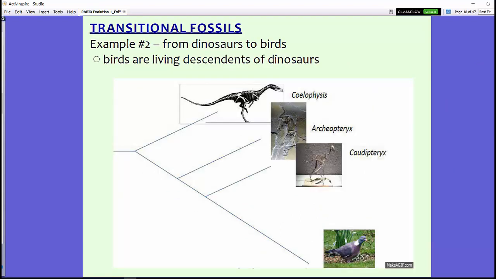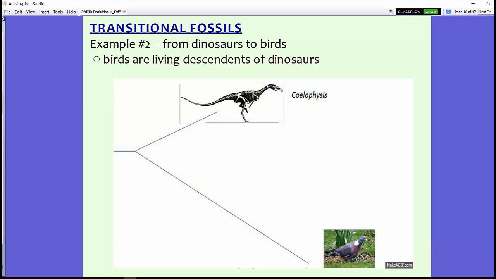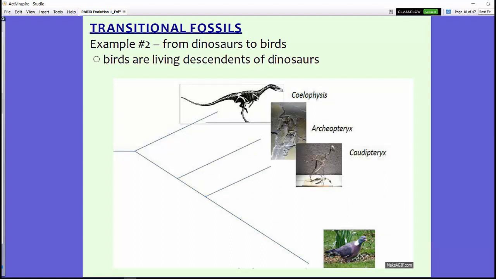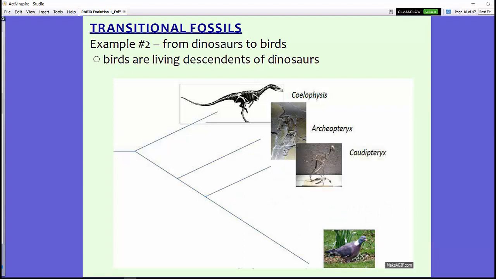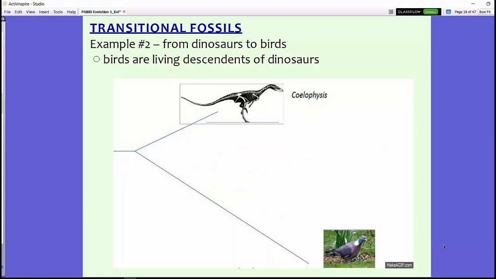Another example of transitional fossils is from dinosaurs to birds. Now, we know that birds are living descendants of dinosaurs. I know it seems a little far-fetched, or maybe a lot of Jurassic Parkness, but they share a very similar pubic bone, or pelvis bone. I know we can't really tell from the pictures, but they have the same shape pelvis bones between all these transitional fossils.